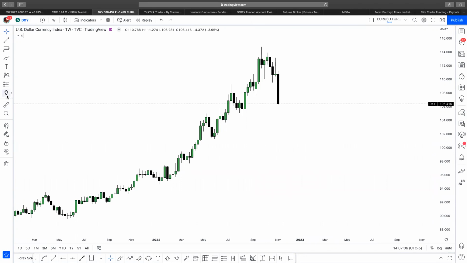That's what we're doing. So as you can see, we have an obvious macro change on the dollar right now. We had this moment here, right? That was our market structure shift on the weekly, and then this is our break in market structure, correct?